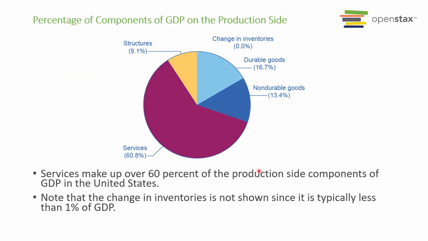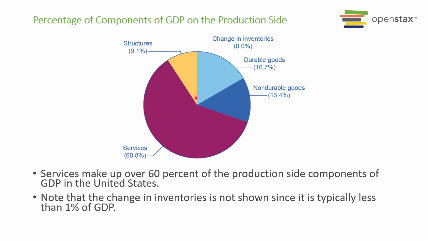Here's the pie and its slices of what production looks like. And like I said, 60.8% of all the things that the economy produces are categorized as services. We are a service-oriented economy, and you can see here that durable goods make up the second largest component, 16.7%. Non-durable goods make up the third largest component at 13.4%. And then we have structures or construction at 9.1%.